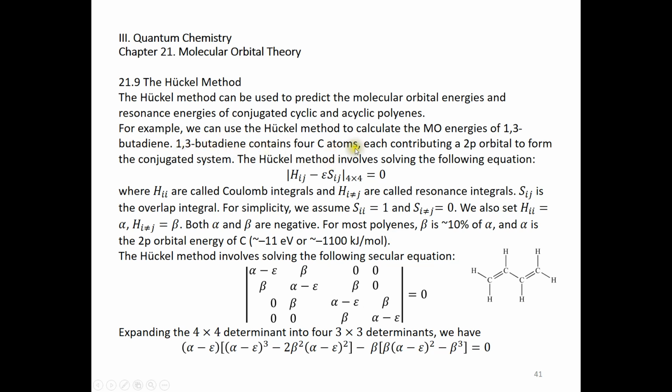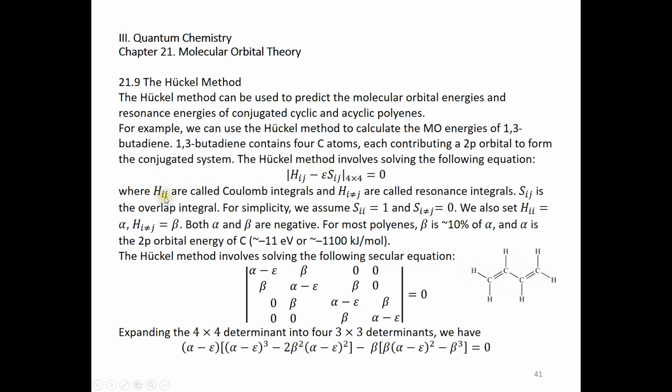1,3-butadiene contains 4 carbon atoms, each contributing a 2p orbital and a 2p electron to form the conjugated system. The Hückel method involves solving this equation for 1,3-butadiene. On the left hand side, we have a 4x4 determinant because we have 4 MOs. Each consists of some contributions from the 4 2p atomic orbitals.